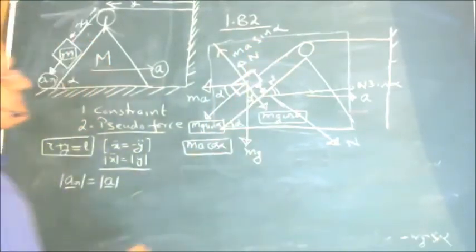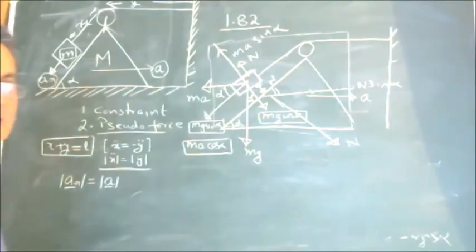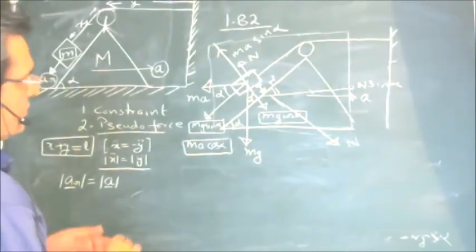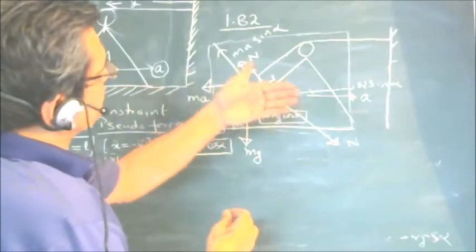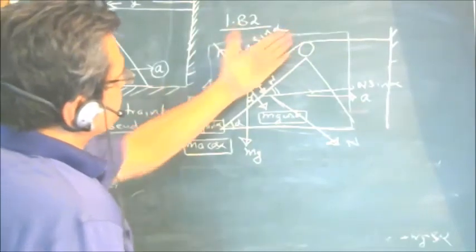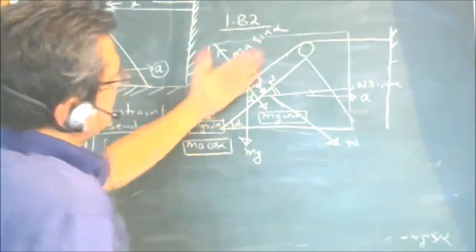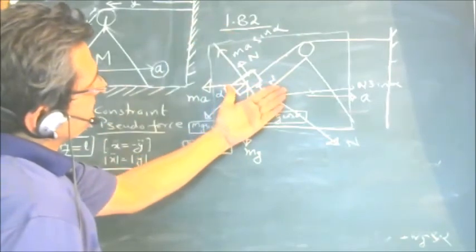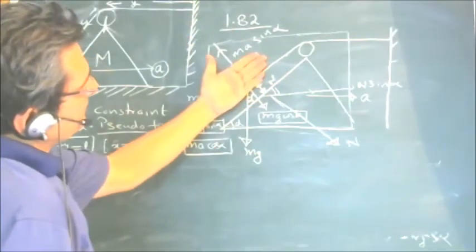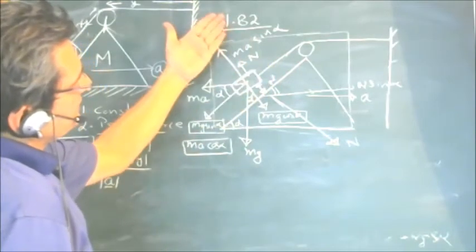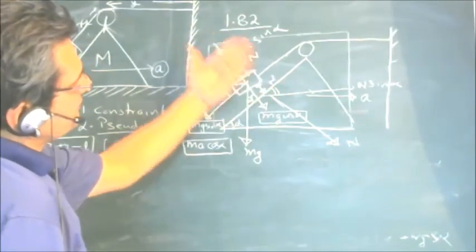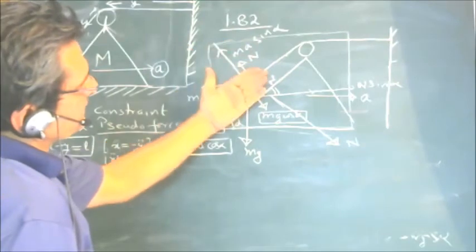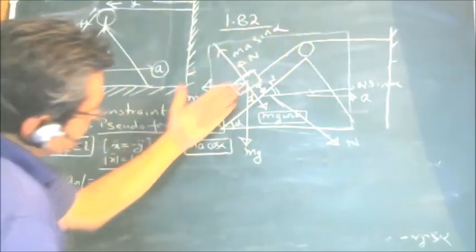Now let us take the small mass first, and write the equations of motion for the block in the two directions: along the inclined plane and perpendicular to it. In the perpendicular direction, the forces have to balance because the block is not moving perpendicular to the wedge. The block is sliding along the incline, but it is not moving perpendicular to the wedge.